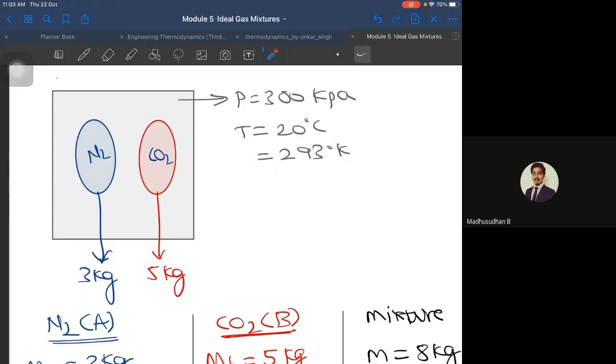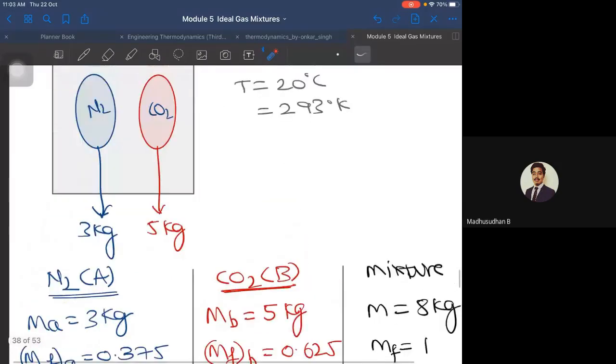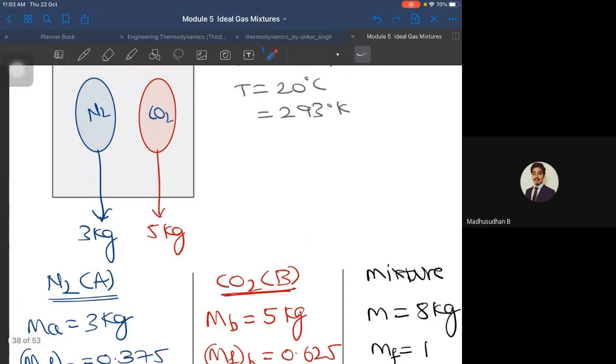Now, what you have to do is construct a table. The first gas, gas A, you have considered to be the nitrogen, and carbon dioxide you have considered as gas B. So mass of A he has given as 3 kg, mass of B he has given as 5 kg. The total mass will be mass of A plus mass of B. So 5 plus 3 is 8 kg. So 8 kg is the mass of the mixture.